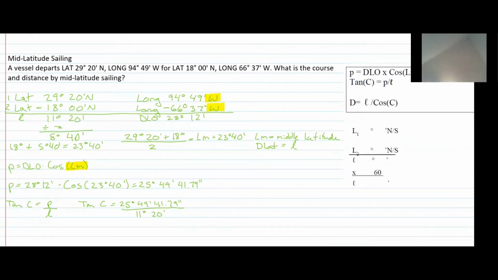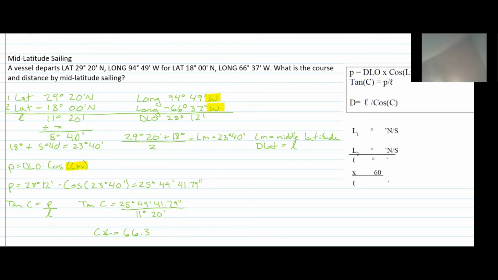So tangent of C equals 66.3. So this is not necessarily your course value. It is actually your course angle. So I like to give myself a little reminder of that by writing a little angle sign next to it.